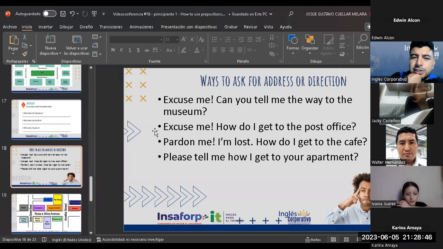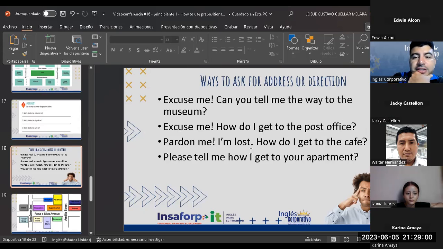Number two, excuse me, how do I get to the post office? Disculpa, ¿cómo llego a la oficina postal? How do I get to the restaurant? How do I get to the school? Pardon me, I'm lost. How do I get to the cafe? Discúlpame, estoy perdida. ¿Cómo llego a la cafetería? Please tell me how I get to your apartment. Por favor, dime cómo llego a tu apartamento.